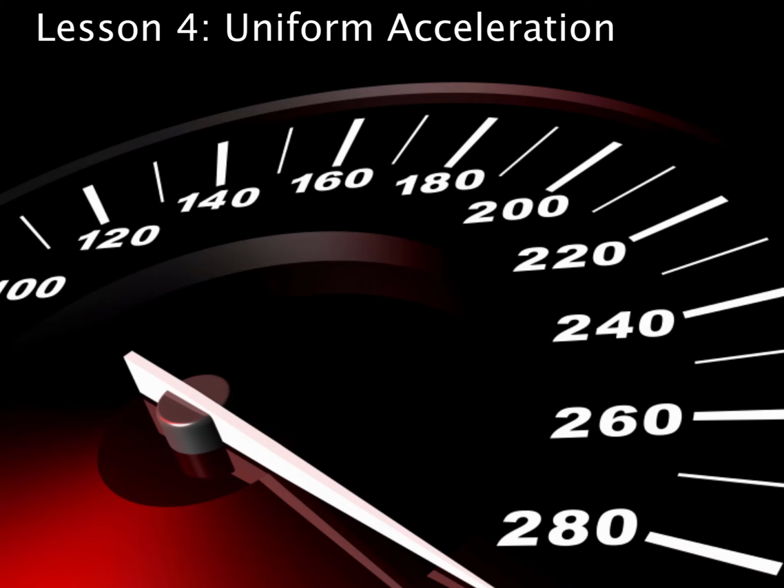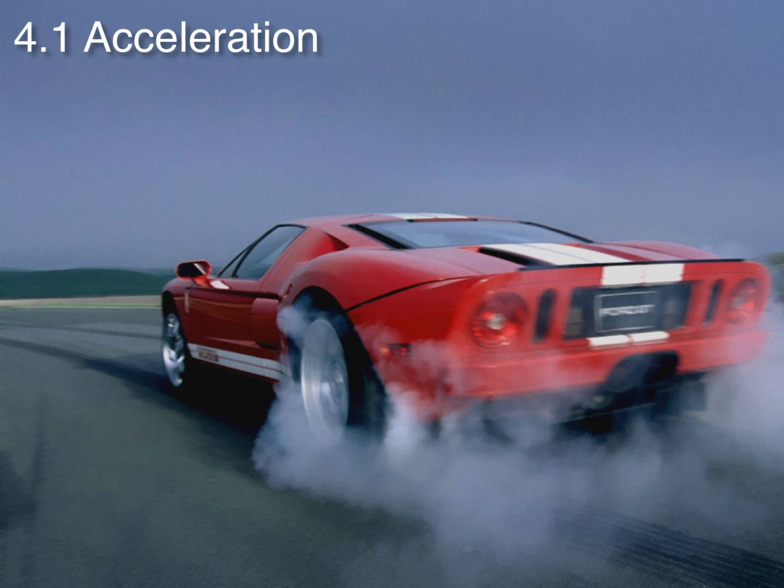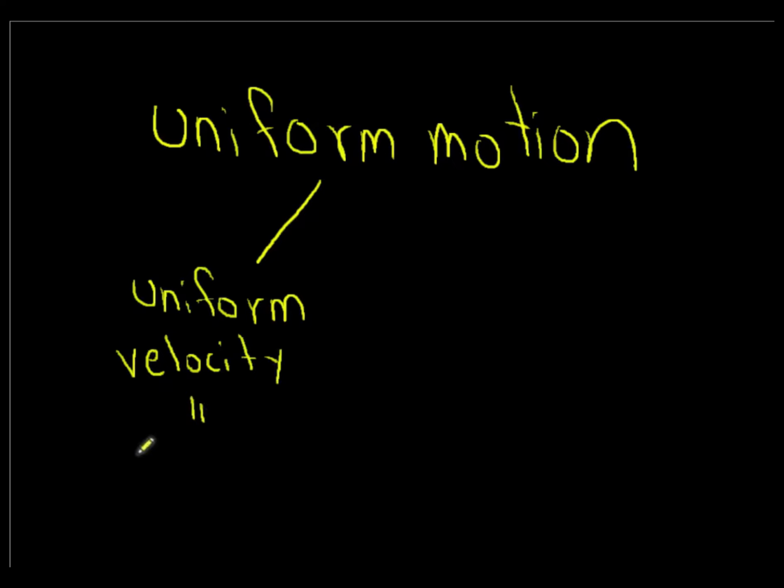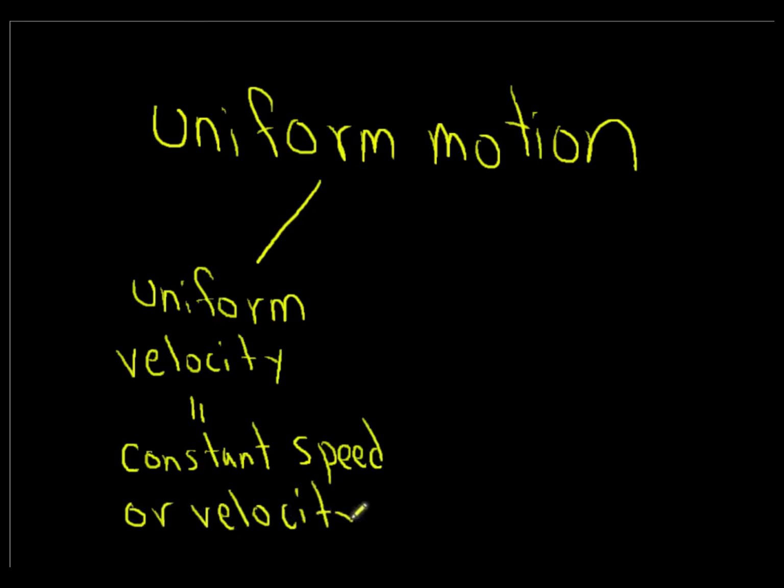Lesson 4, Uniform Acceleration. 4.1, Acceleration. There are two types of uniform motion. Uniform means the same. Uniform motion refers to motion that is the same. There is uniform velocity, which happens whenever an object is traveling at a constant speed or velocity. Remembering that if an object is traveling at a constant speed, its speed is its velocity.